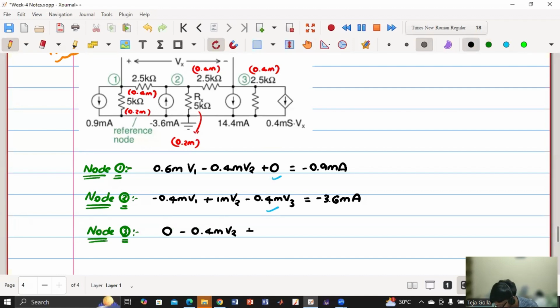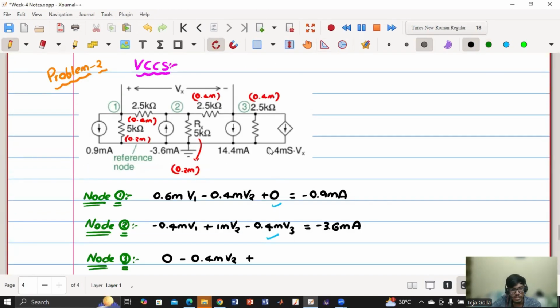Now plus conductance at the node 3, the summation of the conductance at node 3. How much is the summation of conductance at node 3? We have two resistors. 0.8 milli. Yes, you are right, because there is 0.4 here and 0.4 here. So it is 0.8 milli into V3 equals the current entering.